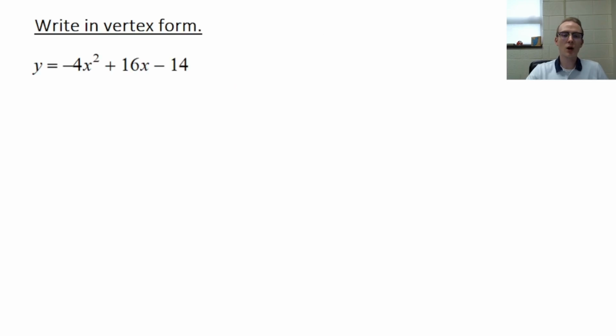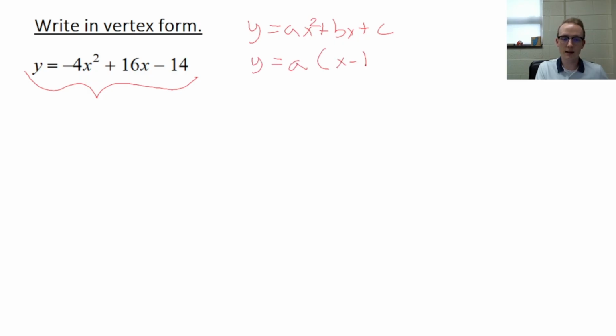So now that we know all the properties of a parabola and how to find them when it's written in vertex form, it would be advantageous for us to know how to get the parabola in vertex form if it's not already in it. So in this example here, it's telling us to write the parabola in vertex form, and it's given to us in standard form. Remember, standard form is y equals ax squared plus bx plus c, but we're looking to get it in vertex form, which is y equals a times x minus h squared plus k, assuming this is a vertical parabola, which it is.